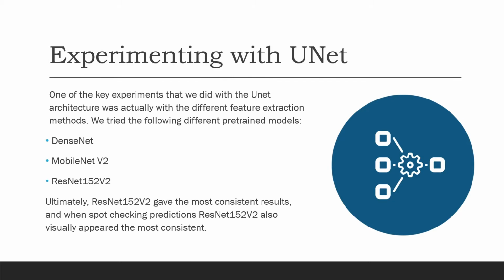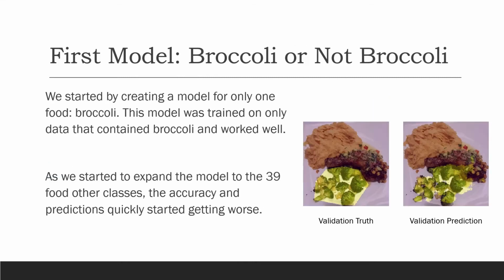So we experimented around with the UNet a little bit. One of the key experiments we did was to try different feature extraction models, and we tried different ones that came from Keras. We tried the DenseNet, MobileNet, and ResNet. Ultimately, ResNet gave us the most consistent results, both in terms of metrics and in terms of when we spot checked predictions. It seemed very visually consistent, so we decided to go with that.